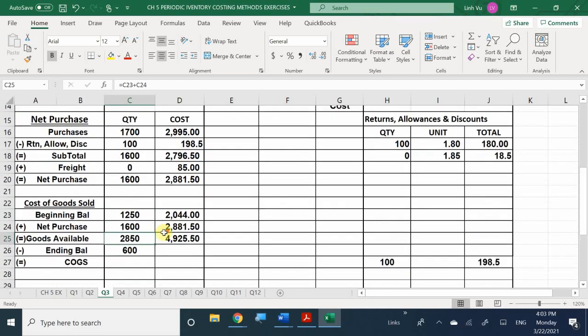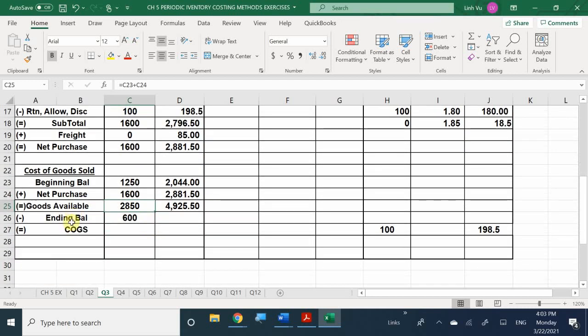Okay. So now we are given this context where we ended our inventory, right? Someone went down to the basement, took a physical count, and told us that we have 600 items left. So if I only have 600 items left, how many did I sell? 2,250. Yes. Okay.